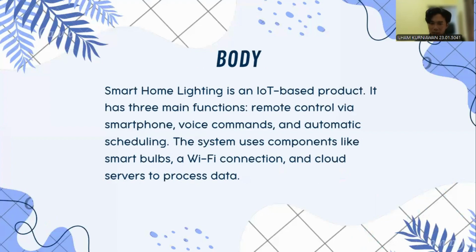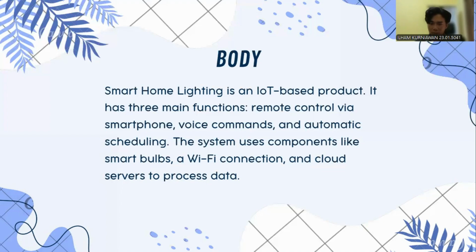Smart home lighting is an IoT-based product. It has three main functions: remote control via smartphone, voice command, and automatic scheduling. The system uses components like smart bulbs, a Wi-Fi connection, and a cloud server to process data.